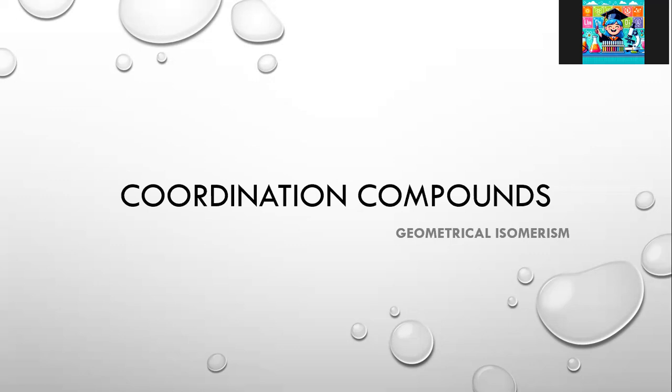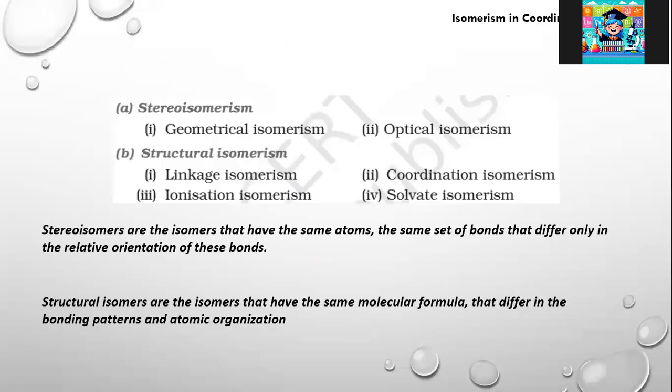Two or more compounds having the same chemical formula, that means the number of atoms present in them is the same, but they differ in the atomic arrangement. That phenomenon is known as isomerism. Because of this difference in spatial arrangement, these isomers will have different properties. One or two chemical or physical properties will be different for these isomers. So we are seeing isomerism in the case of coordination compounds.